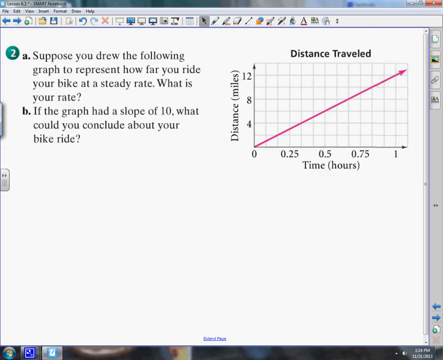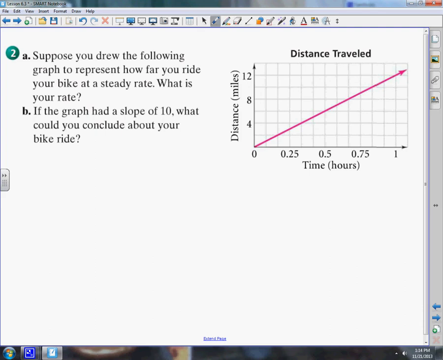The second one: suppose you drew the following graph to represent how far you ride your bike at a steady rate. A, what is your rate? And then B, if the graph had a slope of 10, what could you conclude about your bike ride? So try this problem.